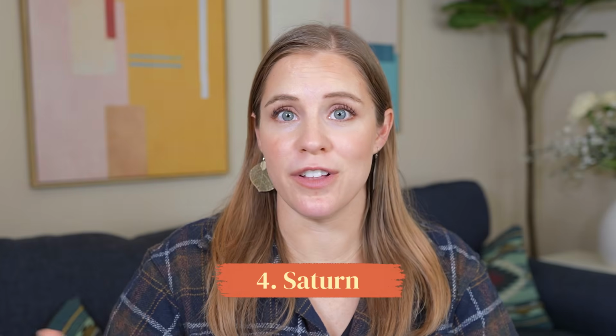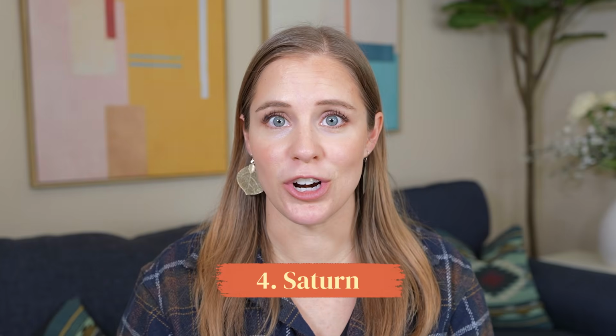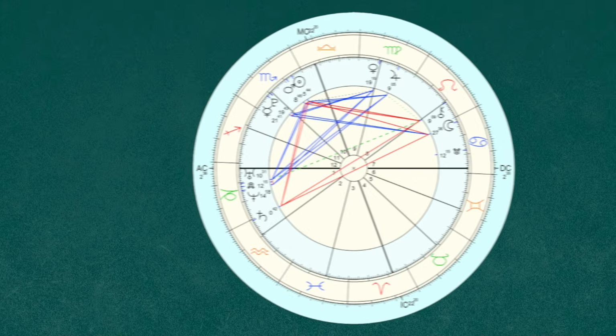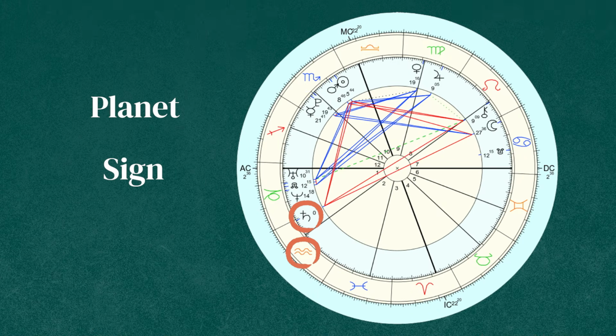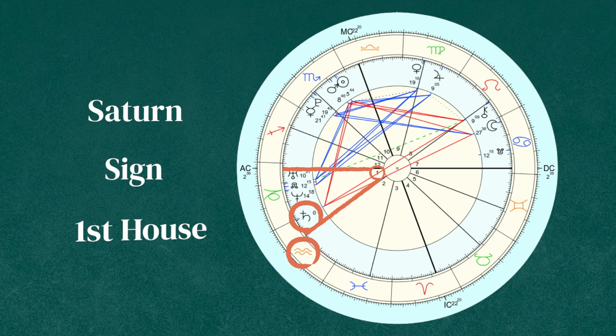The fourth place that you want to look is Saturn. This is going to reveal the life lesson that you are here to learn, and it can be incredibly insightful when you look at the planet placement, the sign, and the house associated with it. So for example, I have Saturn in the first house in Aquarius. Google that and see what it means.